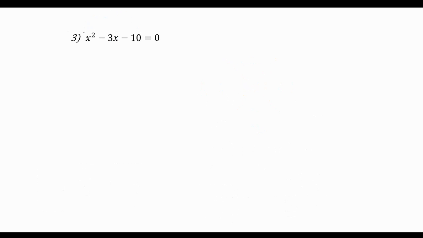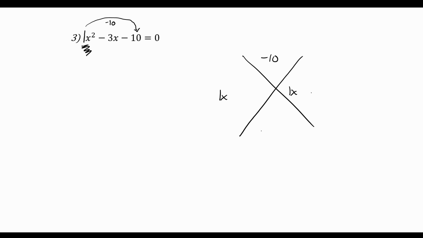Okay, so this one has a hidden 1. So we're going to draw our magic X. We're going to multiply front and back. 1 times negative 10 is negative 10. That goes in the top. We're going to write 1x on the sides. Remember to put this the first. And then the negative 3 in the bottom.